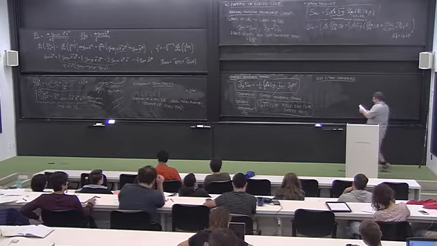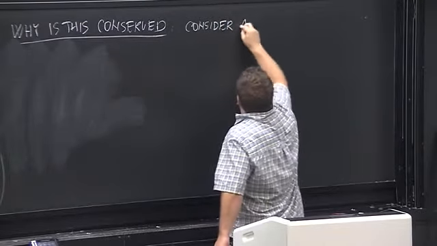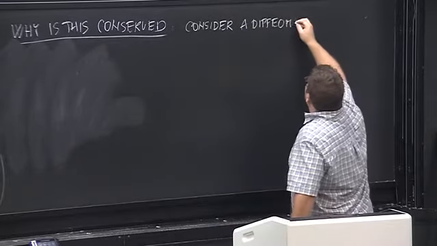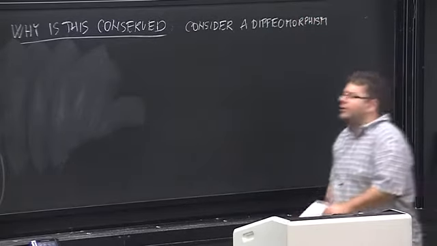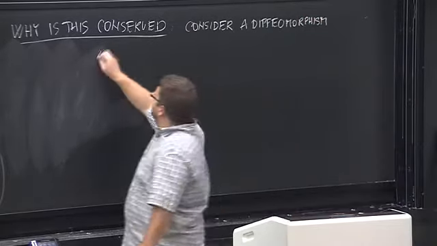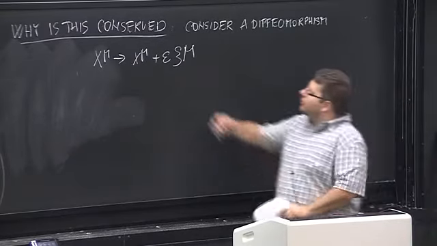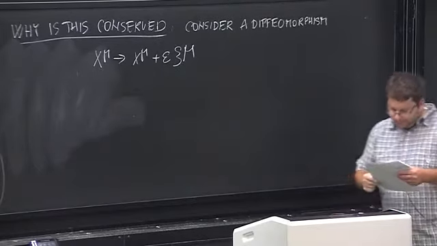Okay, so consider a diffeomorphism. I didn't say what it is, but it's basically a coordinate transformation, which I can write infinitesimally as going from coordinates x mu to coordinates x mu plus epsilon psi mu, where epsilon is small and psi mu is some vector field in my space-time. So you can take such a coordinate transformation generated by this vector field psi mu.